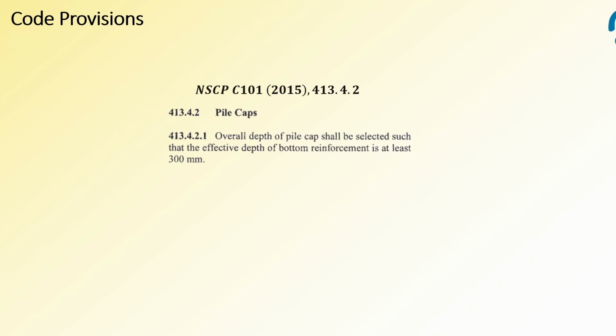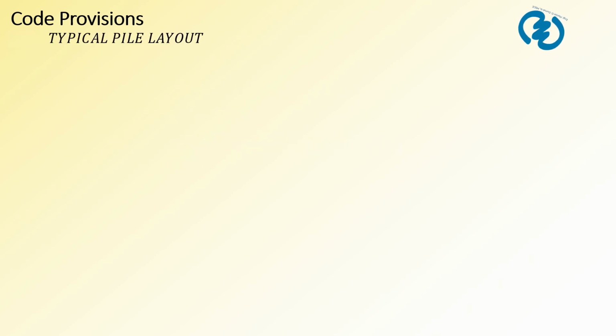Now, let's start with a key provision from the NSCP C101/2015, Section 4.1.3.4.2, which outlines the minimum effective depth requirement for pile caps. It states, the overall depth of the pile cap shall be selected such that the effective depth of the bottom reinforcement is at least 300 millimeters. This guideline can also be tweaked and used to determine the minimum overall thickness of the pile cap.